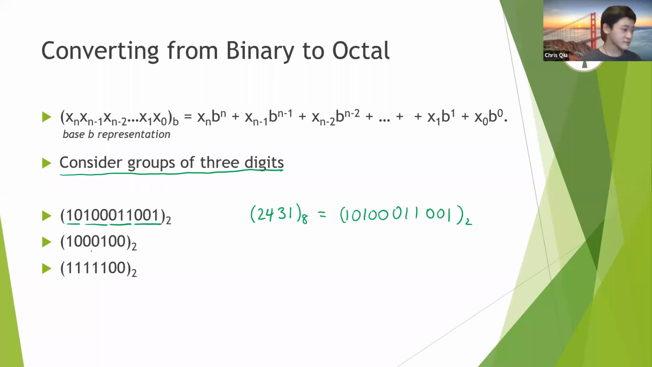And as another example, we can do this one. We'll take groups of 3 digits and we'll convert each group to base 8. 100 is 4, 000 is 0, and just a 1 is also just a 1. So this is our second example. All right, so this is a way to convert from binary to octal.